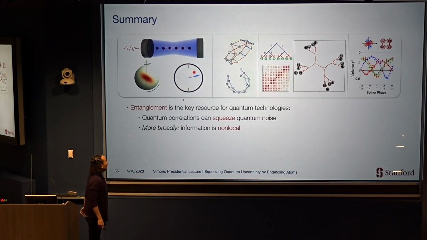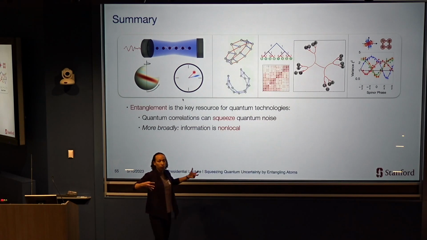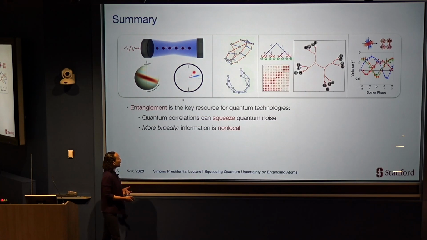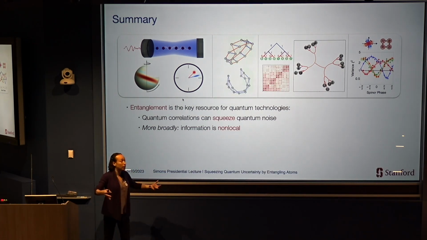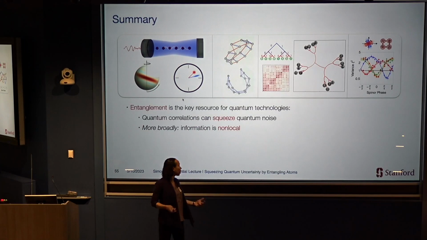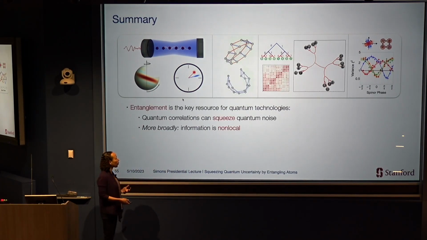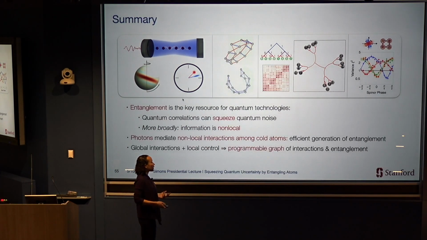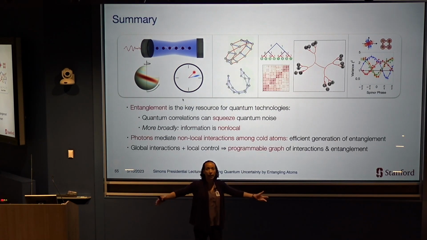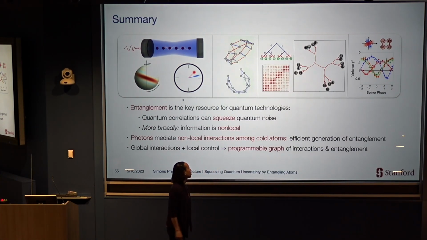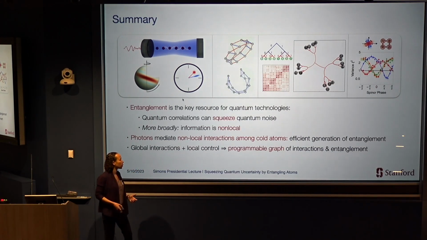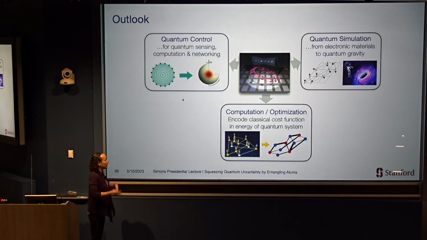And I said at the outset, this entanglement is the key resource for a number of different quantum technologies. We can see signatures of entanglement in the squeezing of quantum correlations, which also has applications in quantum metrology. But more broadly, entanglement implies that information is non-local. And so to efficiently generate it, we like having access to these non-local interactions that are mediated by light. And I've shown you that the combination of those global interactions plus local control gives us a really versatile toolbox for engineering entangled states in these systems of cold atoms.